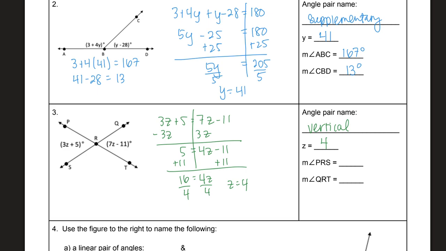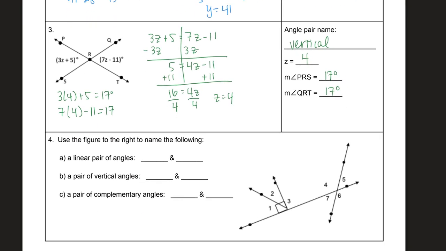Now we plug it in. So 3 times 4 plus 5 is equal to 17. So PRS should be 17. And when we plug it into QRT, we should get the same thing because we know these are congruent. So 7 times 4 minus 11 is also 17. So measure of QRT is 17 degrees as well.